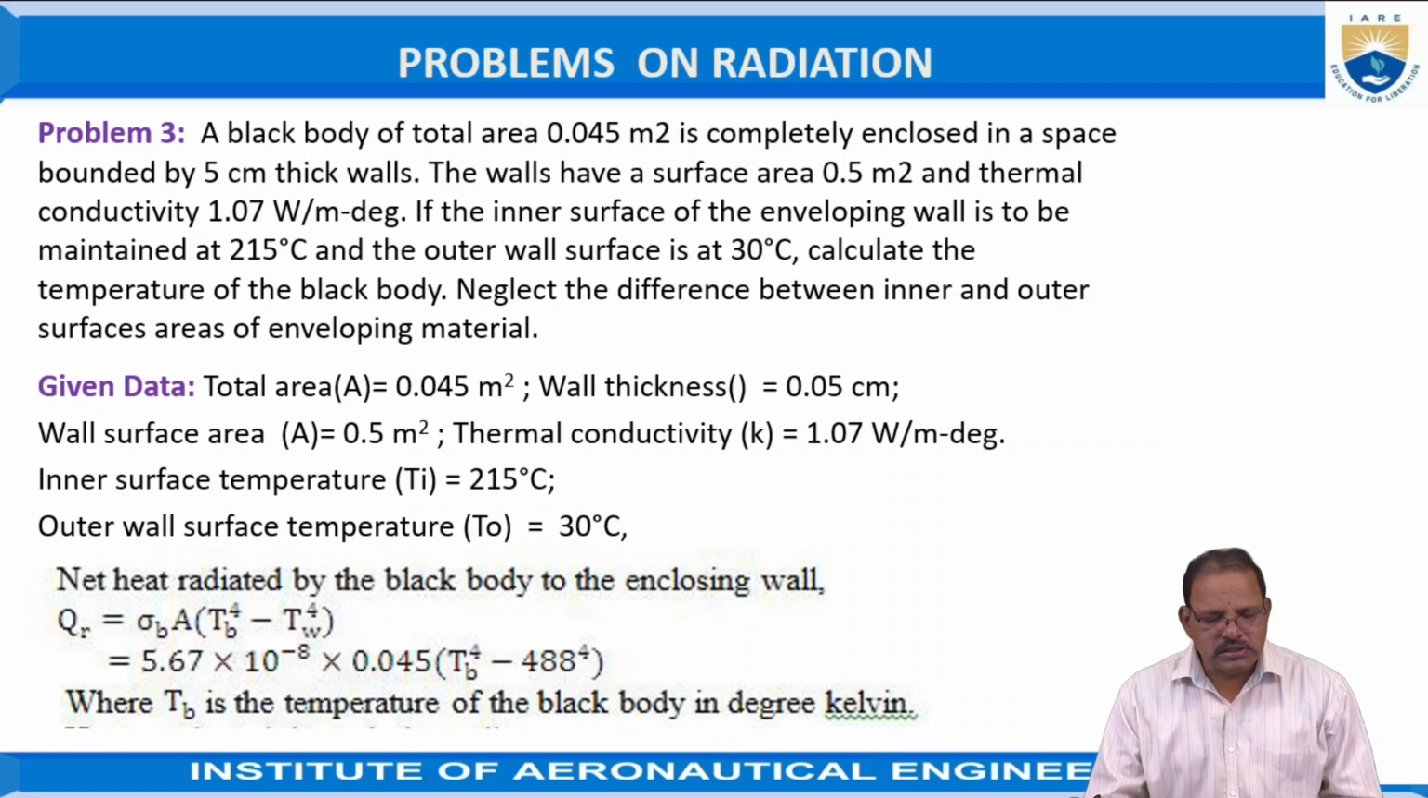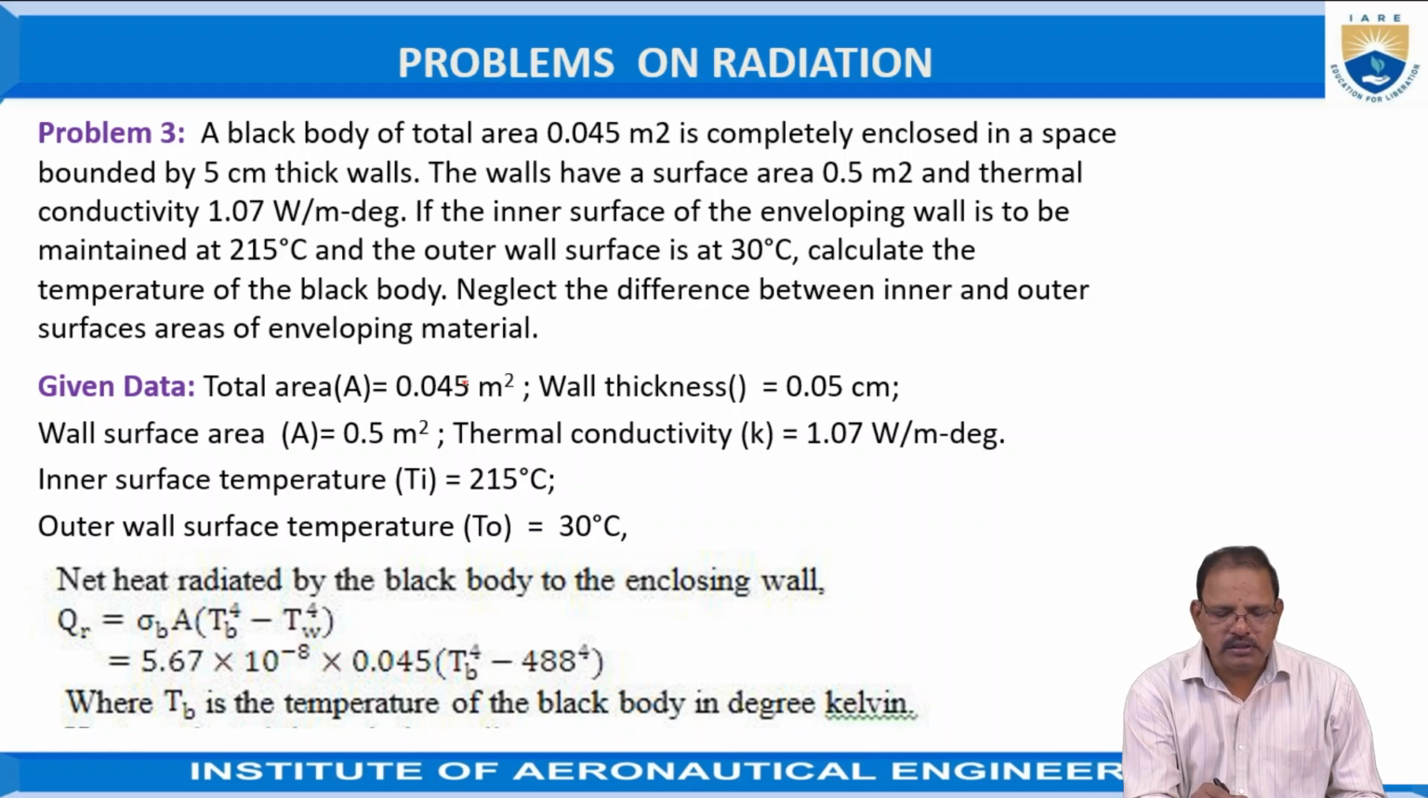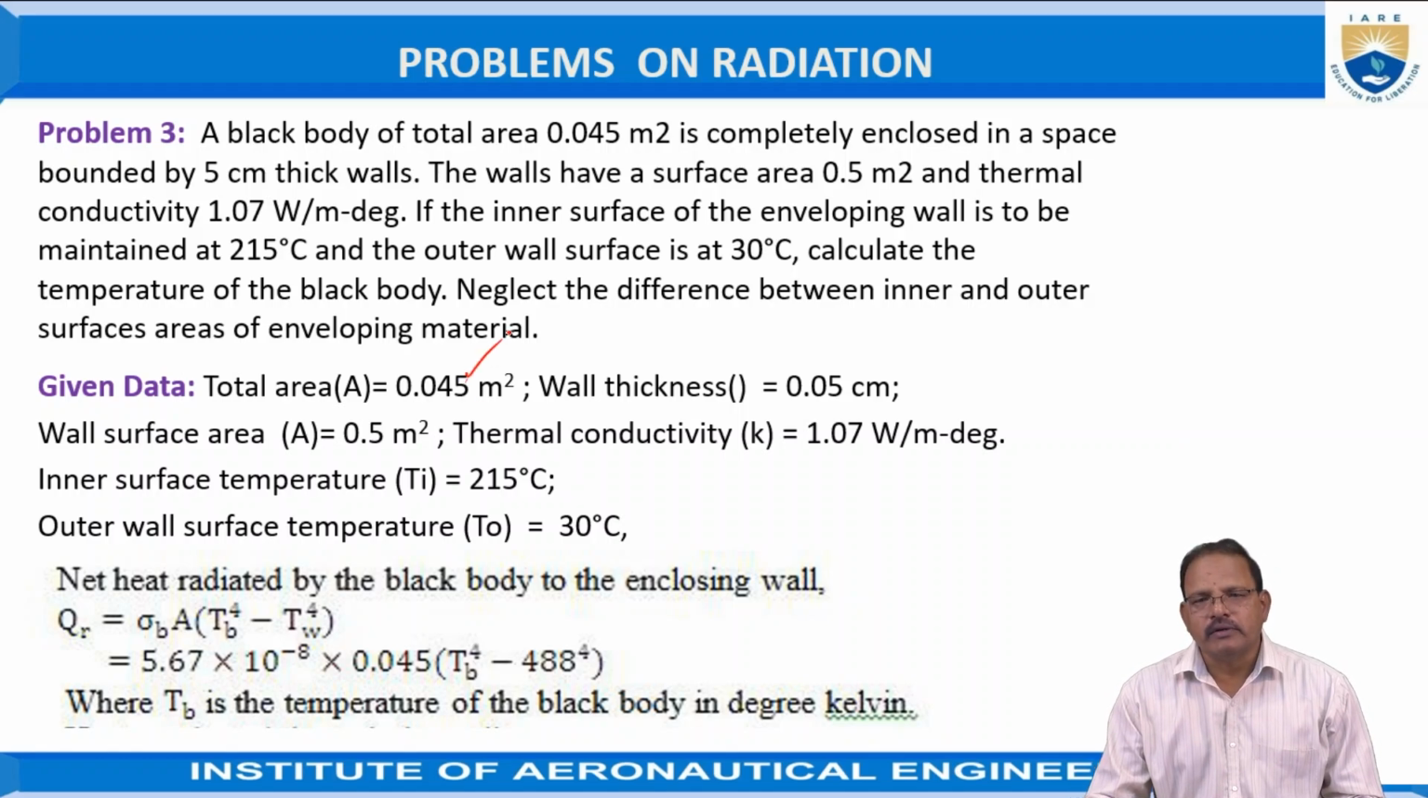215 degree Celsius, and the outer wall surface is at 30 degree centigrade, calculate the temperature of the black body. Neglect the difference between inner and outer surface areas of the envelope materials. The total area is given as 0.05 meter square. This is nothing but given data.